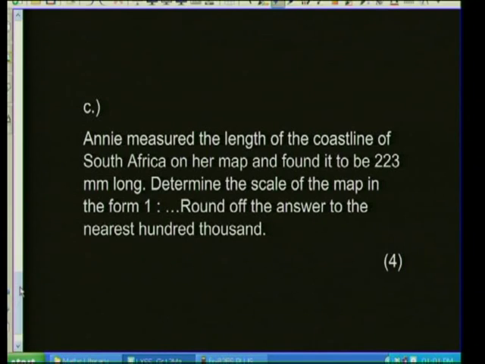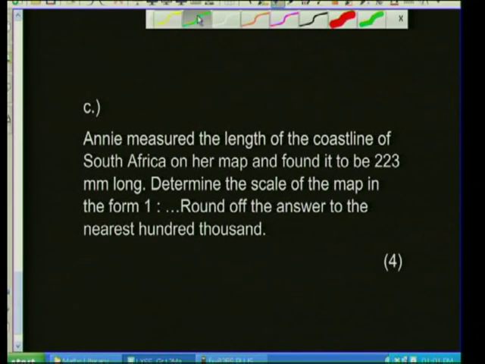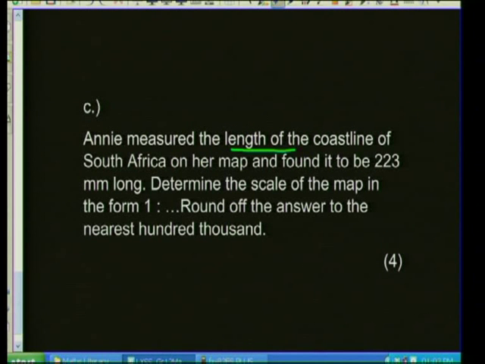And let's see, the next question says, Annie measured the length of the coastline of South Africa on the map and found it to be 223 millimeters long. Determine the scale of the map in the form, and we did this in question 1, rounded off to the nearest 100,000.